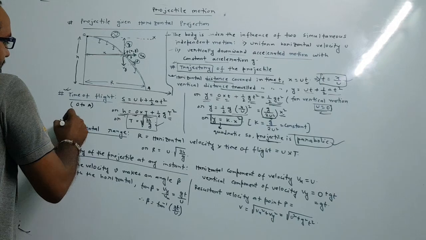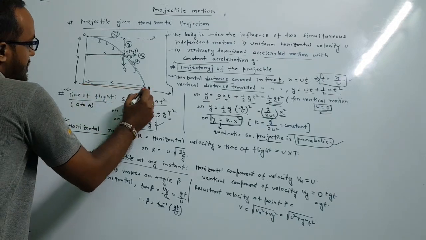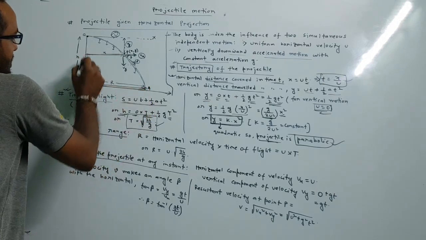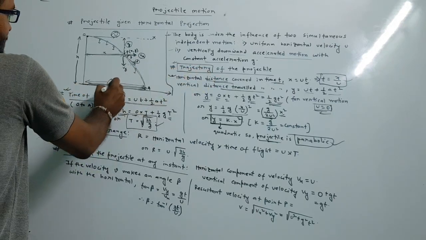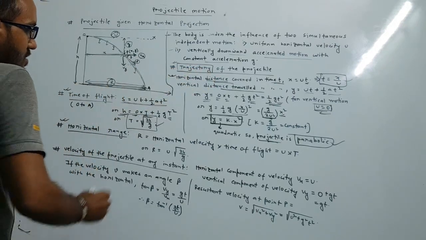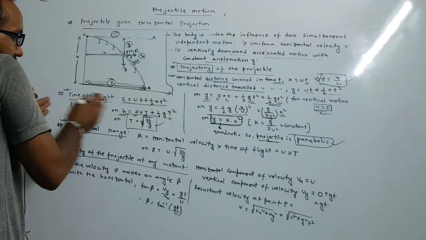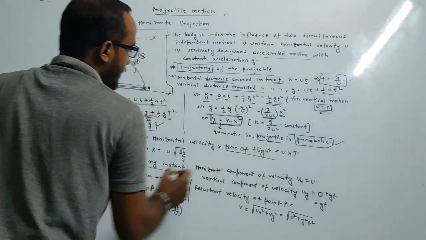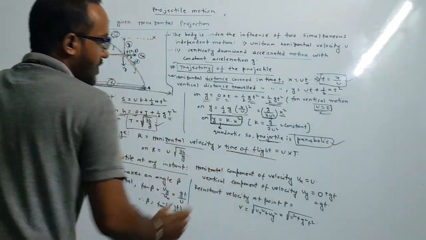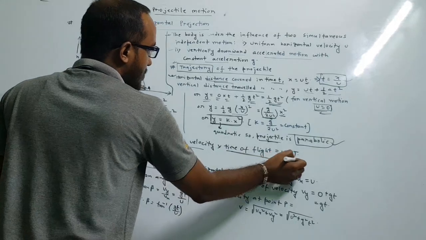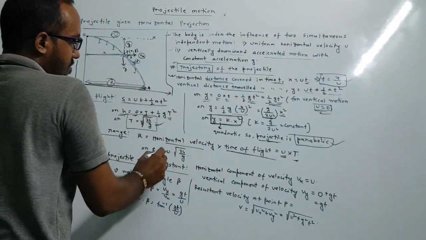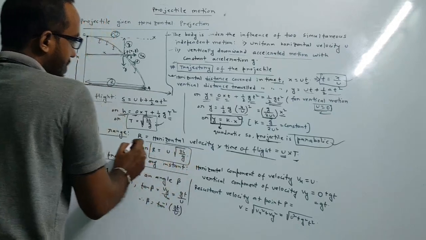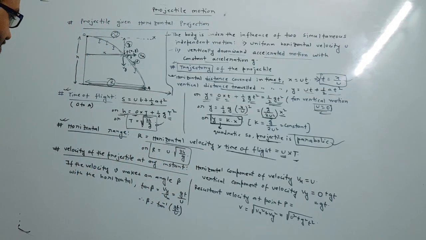Now what is the horizontal range? That is this path, from where it has gone up to which point it has gone. Horizontal range means horizontal velocity into time of flight. Horizontal velocity is u, time of flight is T. We have calculated T, we know u. So horizontal range is u into root under 2h by g.